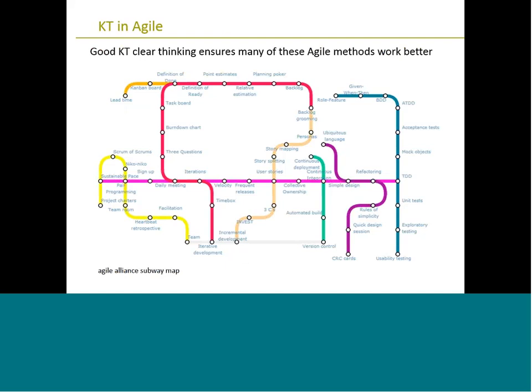Now a quick word about KT in Agile. This is the Agile Alliance subway map, and one of the things that is really good about this is there are a lot of methods given here, and it's worth reading up about these methods. But when you go into them individually, story mapping, story splitting, user stories, peer situation appraisal, most of them, with a little flavor of DA objectives, acceptance tests.